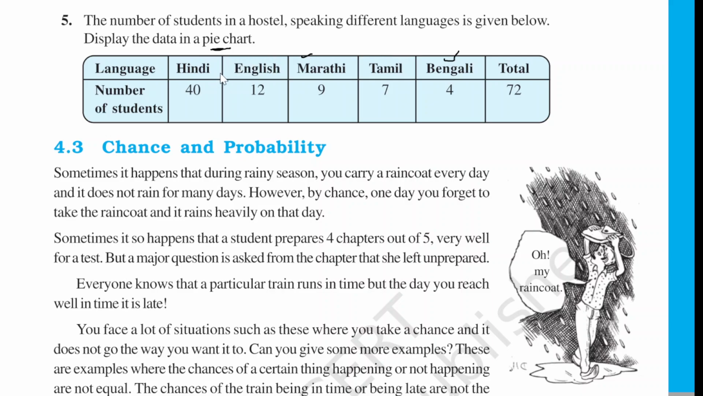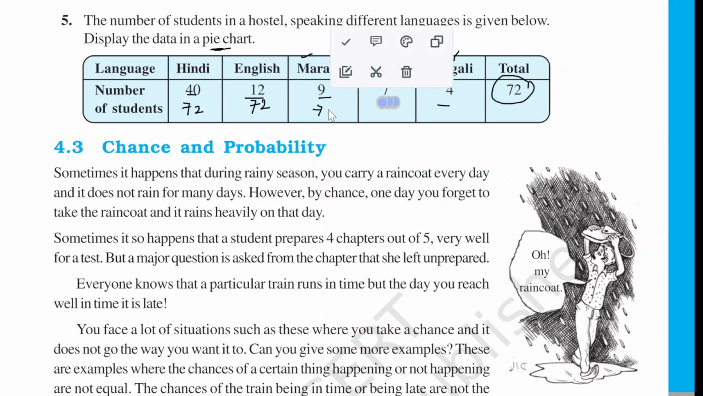Some will also be speaking Bhojpuri from Bihar and UP. Now you have to draw a pie chart to represent this data. So what will we do? First, the total number of students here is 72. So you will first find the central angle for each of these. To find the central angle, you will first find the ratios: 40 by 72, 12 by 72, then 9 by 72, then 7 by 72.